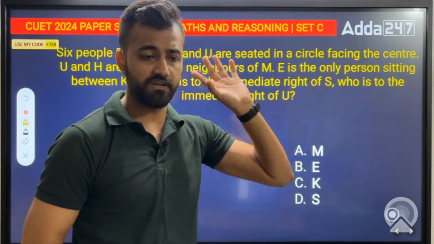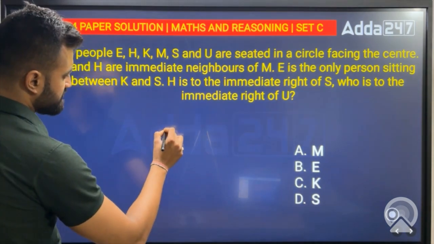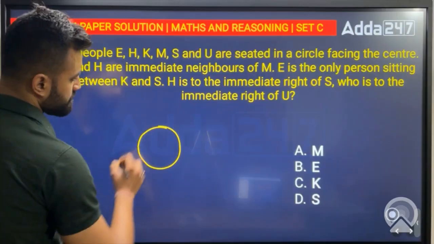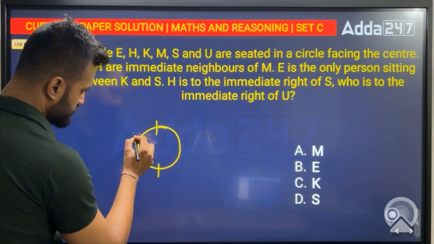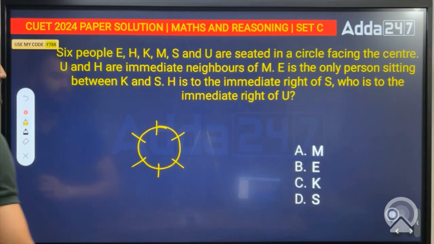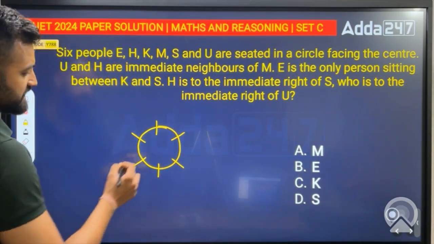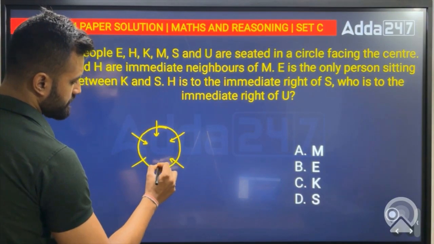They are sitting in a circle facing the center. So I will draw like this, sir. There is a circular table. How many people are there? Six people. So I'll write 1, 2, 3, 4, 5, 6. Done. And all of them are facing towards the center, that means all of them are facing inside.